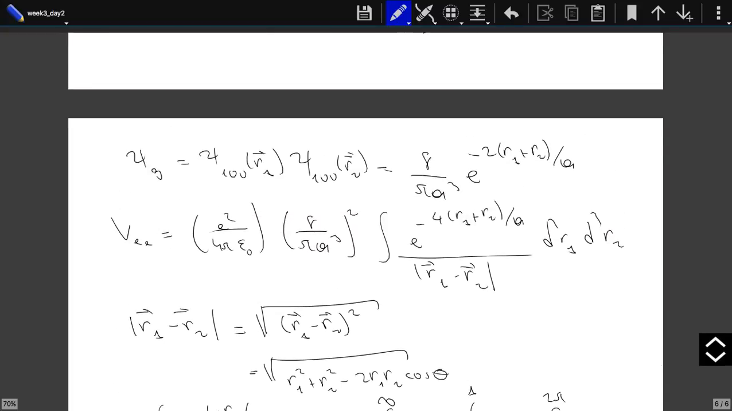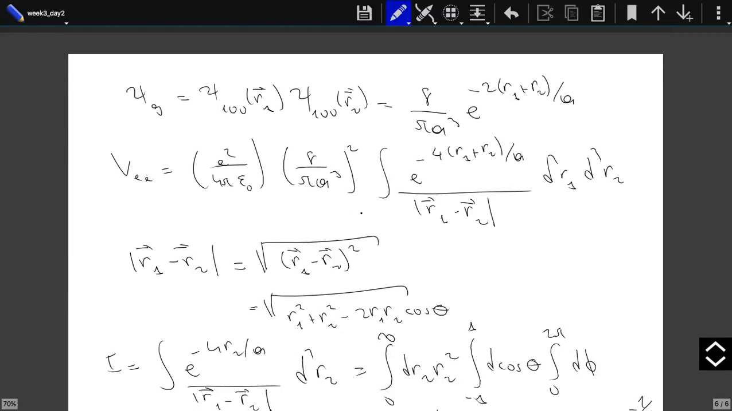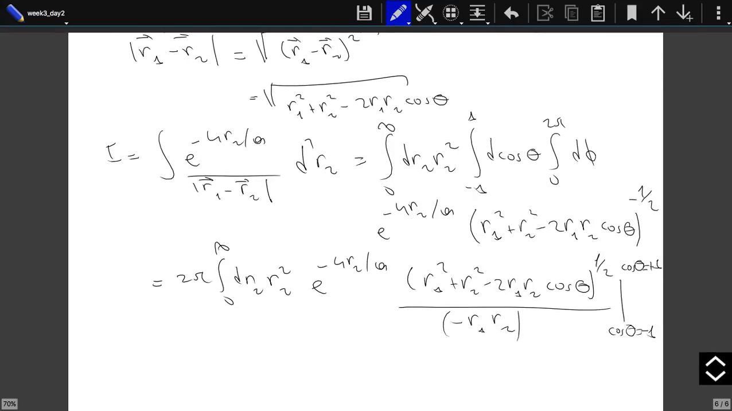Because we had our trial wave function with no parameters, we need to calculate the expectation value of the Hamiltonian. We need the matrix element of the electron-electron interaction, so that's what we are calculating. That matrix element is given by this integral, so we have to somehow evaluate it. After the R2 integral, the rest will be kind of trivial.